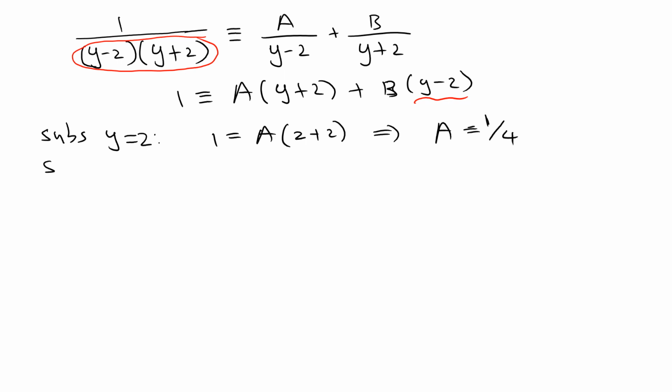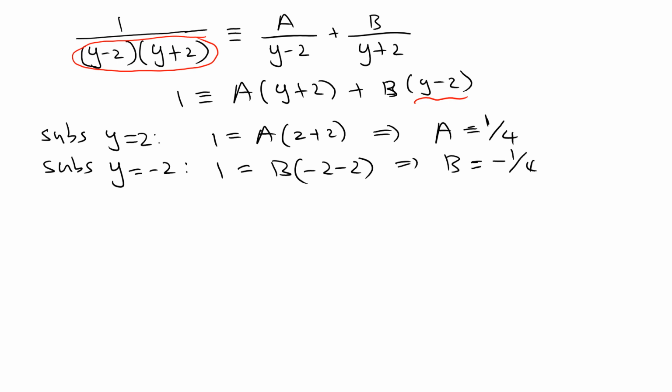And then again, you substitute y equal -2. You get 1 equal b times (-2 minus 2), which gives you the b value, which is -1/4. All of those nicely come out here. Okay, so that's how you do it normally.